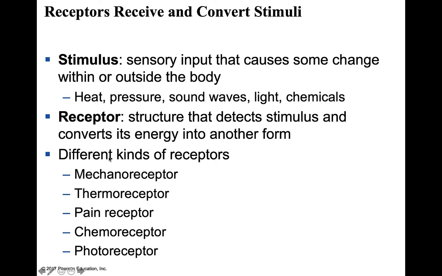Now, when we look at the general types of receptors that we have in our body, they fall under the following categories. We have mechanoreceptors, thermoreceptors, pain receptors, chemoreceptors, and photoreceptors. So that's really going to be the focus of this particular chapter.